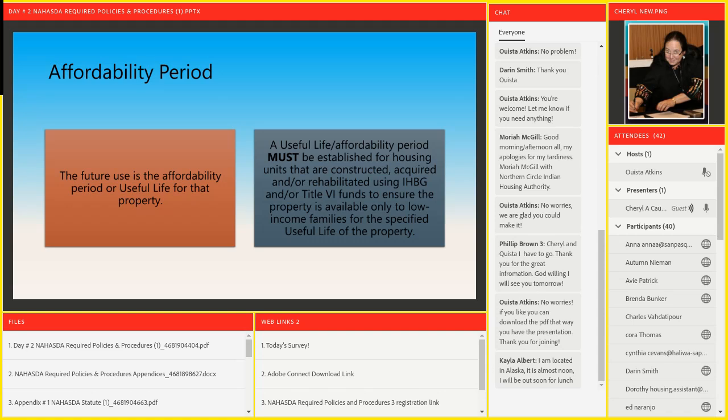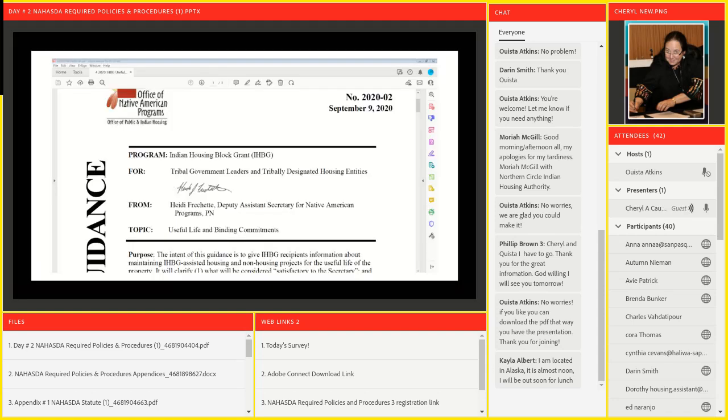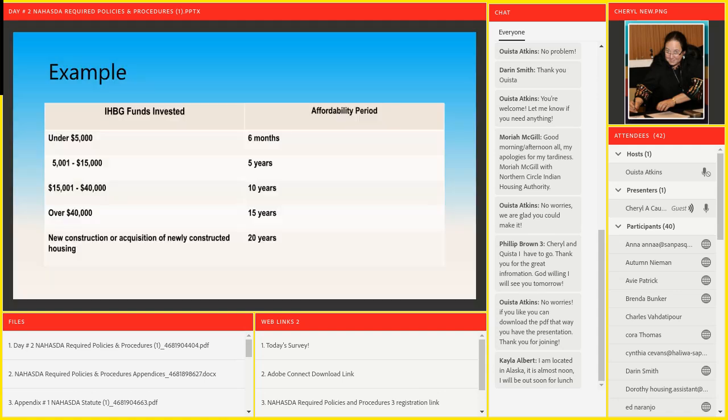The future use is the affordability period or useful life for that property. A useful life or an affordability period must be established for housing units that are constructed, acquired, rehabilitated using IHBG or Title VI funds to ensure that that property is available only to low-income families for the specified useful life of the property. And this is what the guidance from 2020-02 looks like.